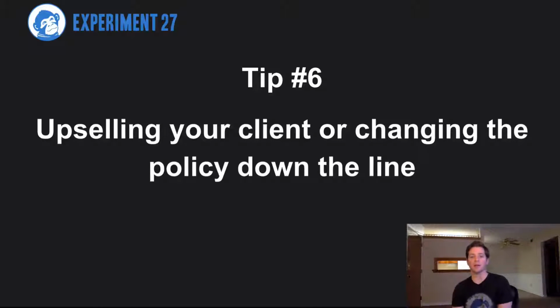Tip number 6 is upselling your client or changing the policy down the line. You want to build into your decks and your packages upsells. So for instance, for Experiment 27, our breakdown is we have that initial month. Then we'll move into a retainer anywhere from $4,000 to $15,000 to $16,000 a month. And then there's upsells built into that. So let's say for $8,000 a month, a client gets pay-per-click and cold email outreach. Well, 3 months down the line, once we're showing results with both of those, we can add PR to that for another $4K a month.